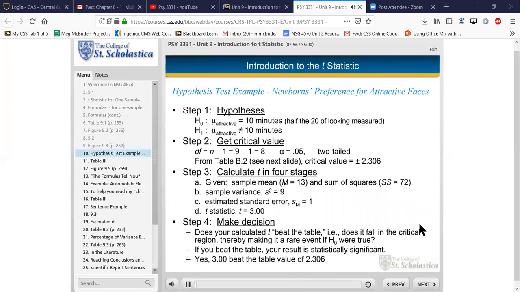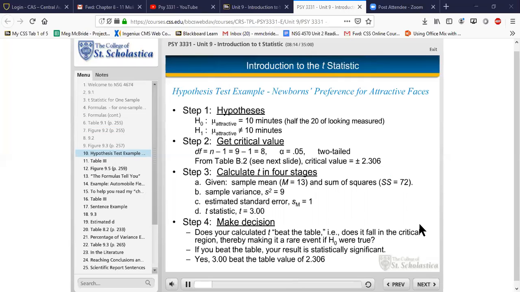Since the textbook goes through this example of newborns' preference for attractive faces in detail, what I'm doing here is just summarizing to remind you of the 4 steps of hypothesis testing. I will go into more detail about calculations when I get to my own example later.